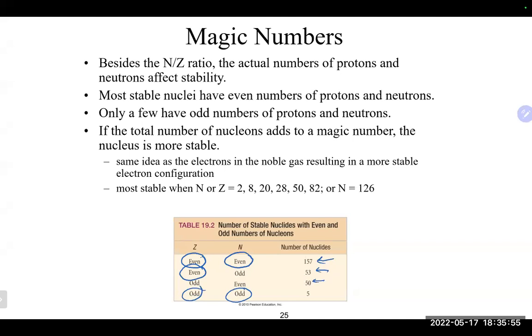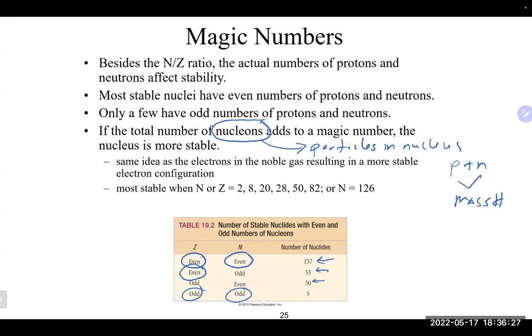Also, if the total number of nucleons adds up to magic numbers. Once again, nucleons are the particles in the nucleus, which are our protons and neutrons, which is basically our mass number, right? It's the same idea as the noble gas configuration. Everybody's trying to get to the noble gas configuration.